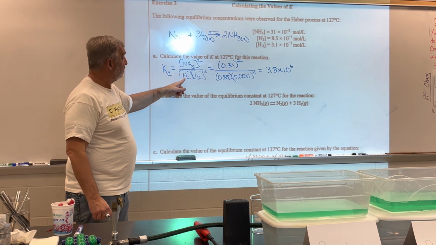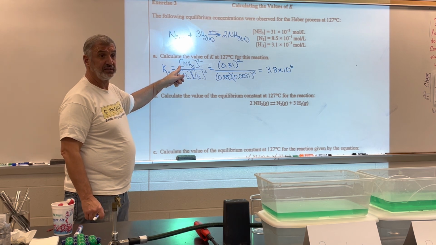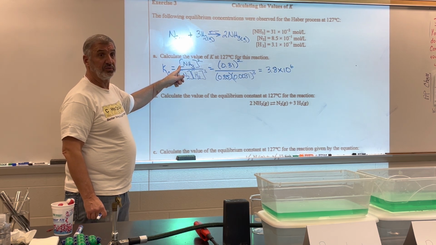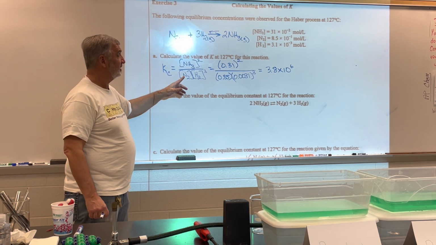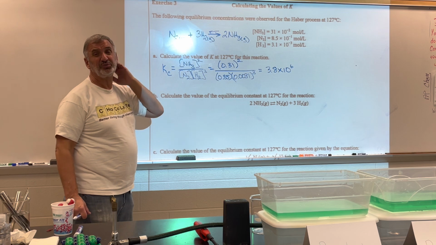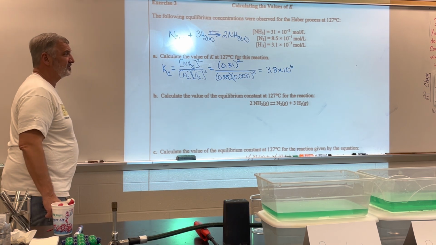If the reactants are greater than the products, what's going to happen to the value of K? Less than 1. It'll be a 10 to the negative something. Less than 1 means reactant favored. If K equals 1, which is going to be very, very rare, that means about equal amounts.